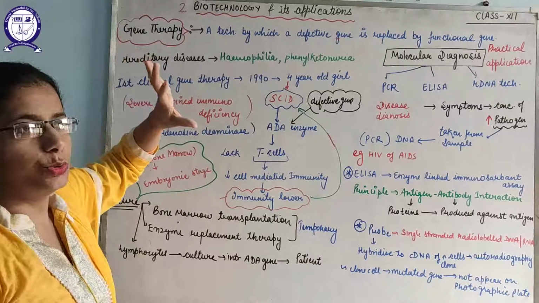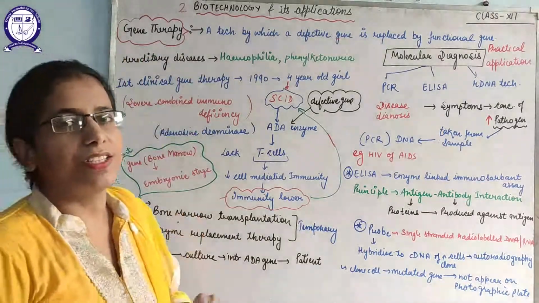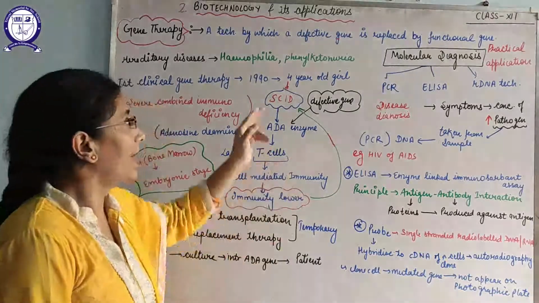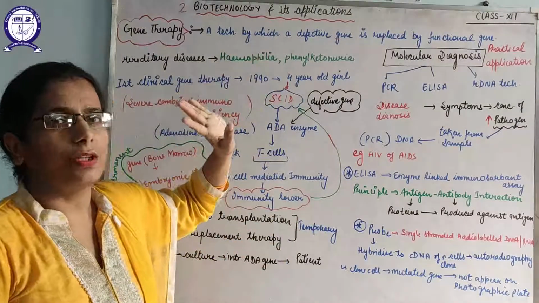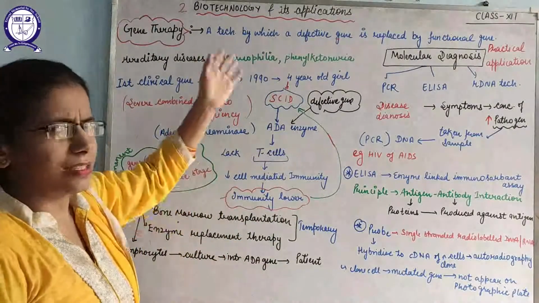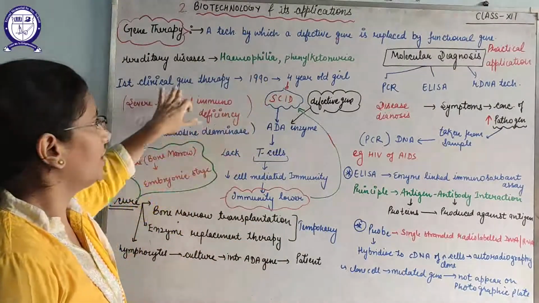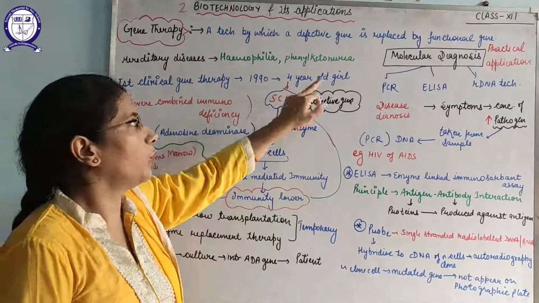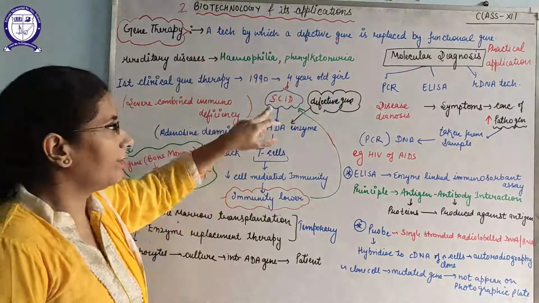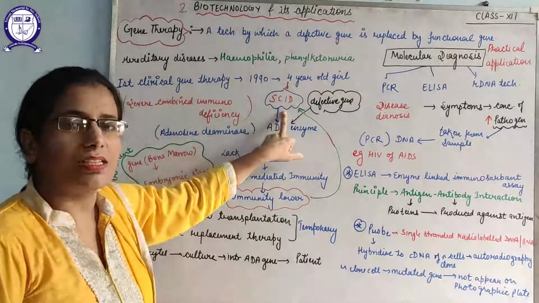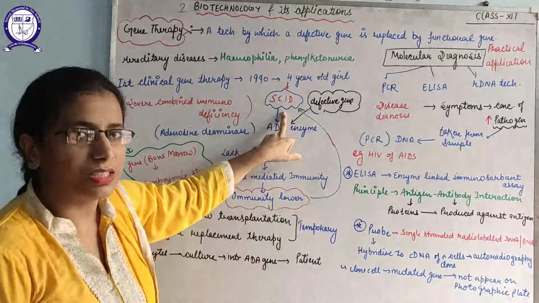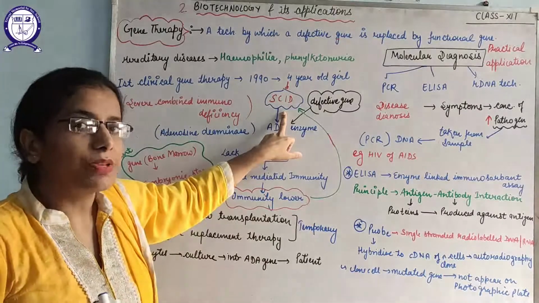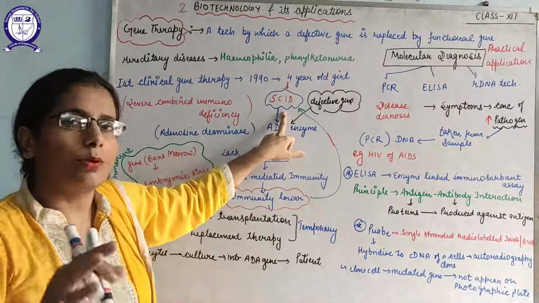Gene therapy is also used to treat a number of hereditary diseases. Hereditary diseases are diseases that pass from generation to generation, like hemophilia and phenylketonuria. The first clinical gene therapy case was performed in 1990 on a 4-year-old girl who was suffering from SCID, meaning severe combined immunodeficiency. That means there is a deficiency of immunity, and that girl was suffering from a number of diseases.